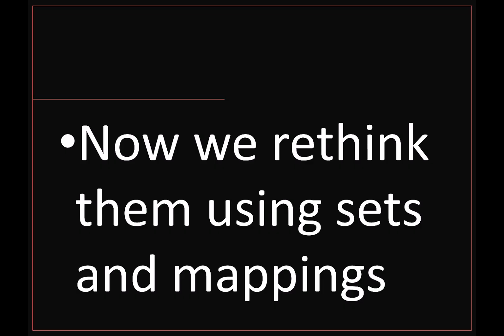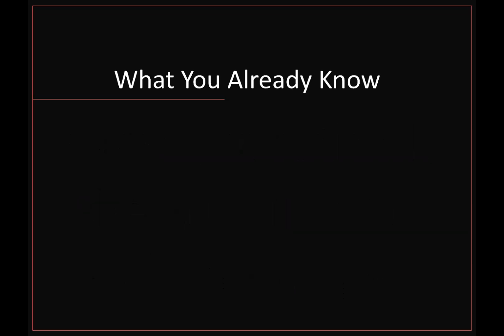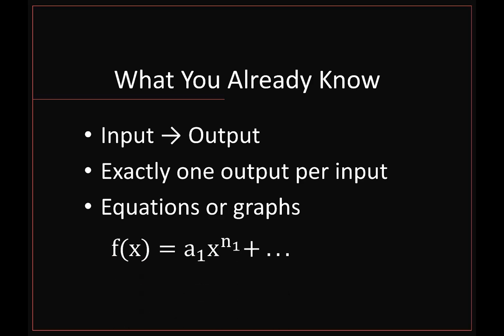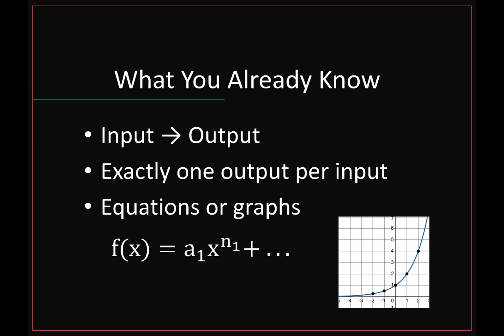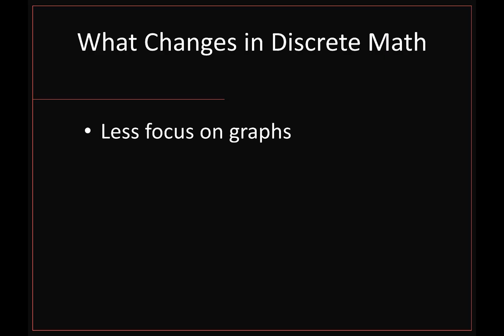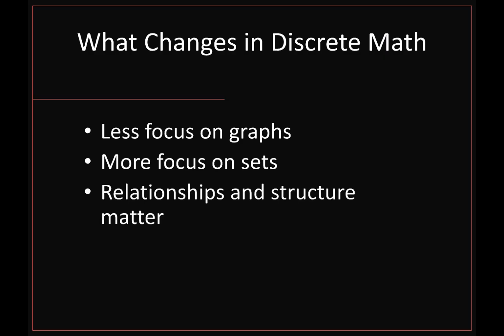I want the concentration to be on sets and on mappings. So what you already know is that functions are all about inputs and outputs, and more specifically, there's exactly one output for each of the inputs we have. You're probably used to thinking about functions with equations and maybe even graphs, but we're going to change this part a little bit. In discrete math, we want to have less focus on graphs. We want to have more focus on sets and notation.